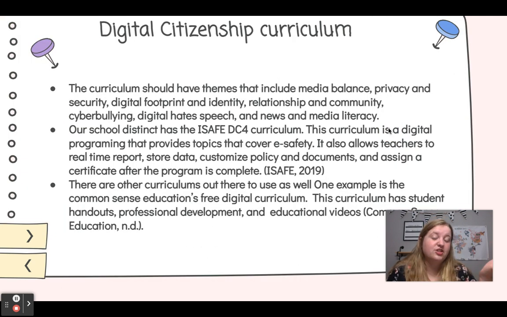So, digital citizenship curriculum. It's kind of overwhelming to think about teaching your students all of these things. And it's important to have some resources to help you teach these things. So the curriculum should have themes that include media balance, privacy and security, digital footprints and identity, relationships and community, cyberbullying, digital hate speech, and news and media literacy.